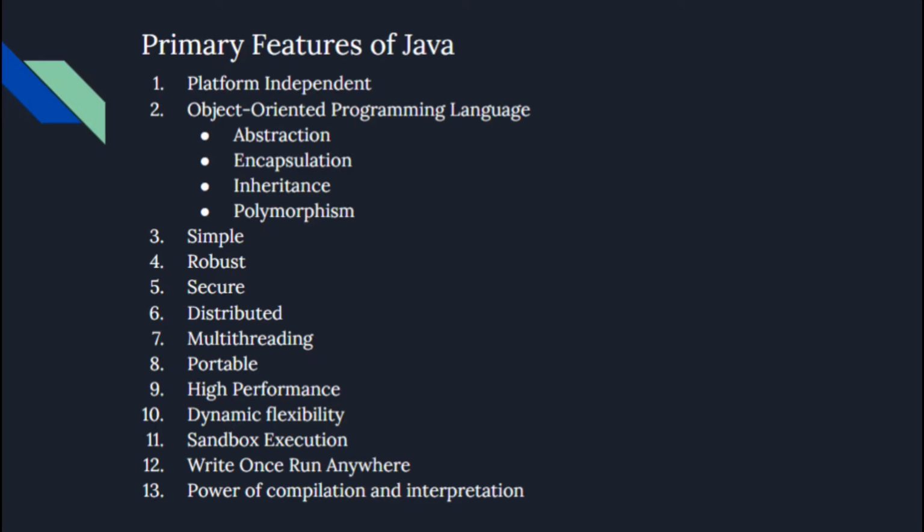Number 11. Java has sandbox execution. Java programs run in a separate space that permits users to execute their applications without affecting the underlying system, with the help of a bytecode verifier. The bytecode verifier also provides additional security, as its role is to check the code for any access violation.